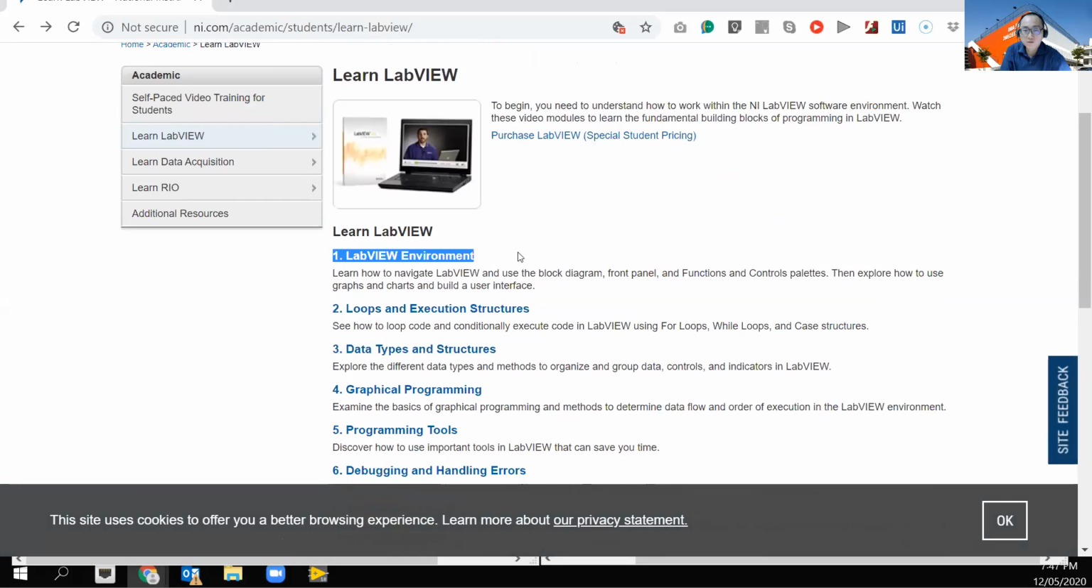If you got time, go through this LabVIEW environment, go through what is loop execution structure, and then the third one is data types and structures, these 3. Before the next lesson that we will embark on, it will be beneficial if you go through them first to give you a head start. Go through these 3 at your own time. I'm just typing it out for you: execution structures, data types and structures.